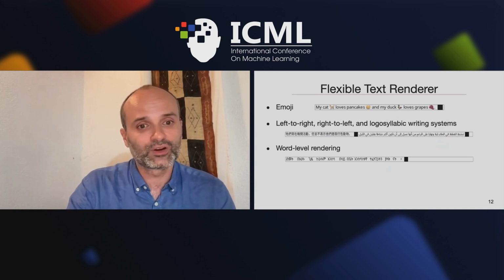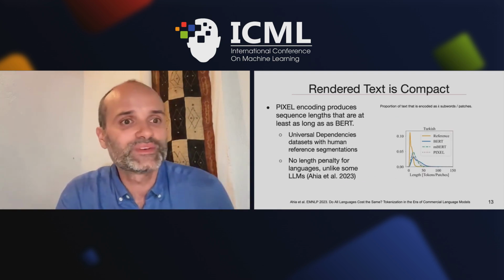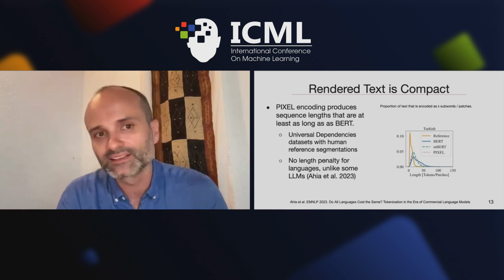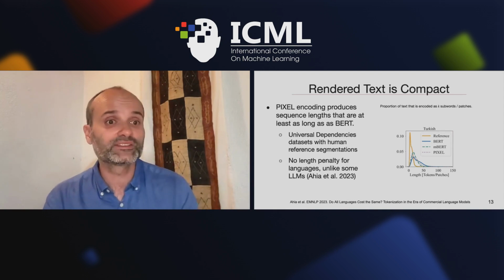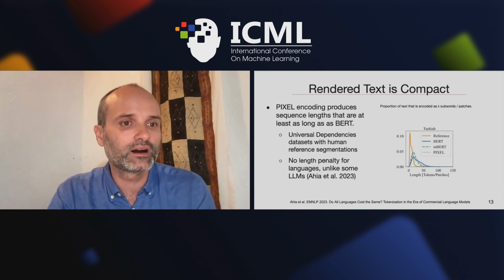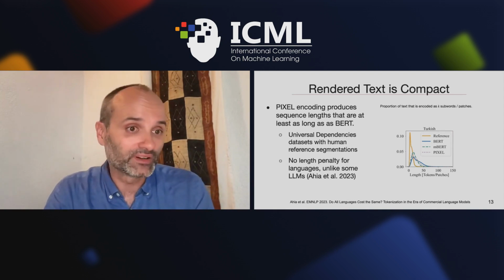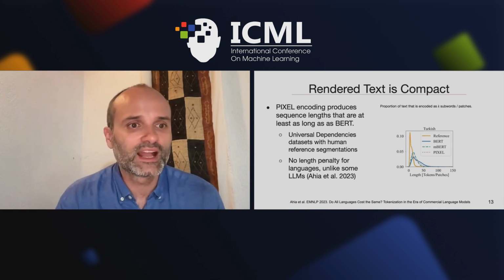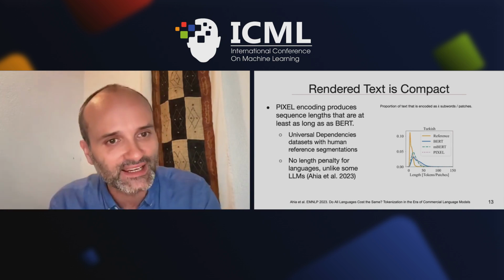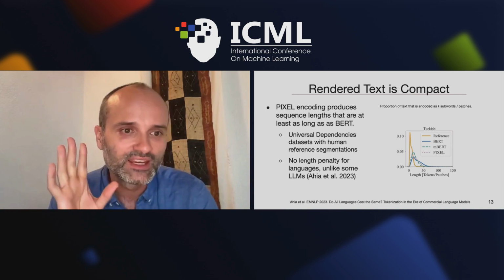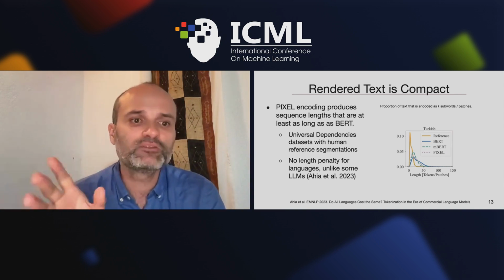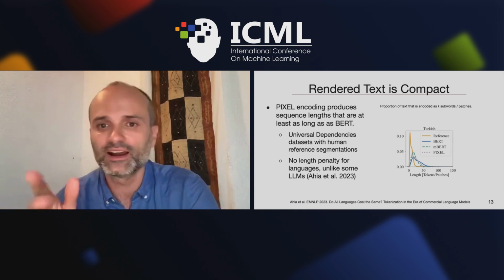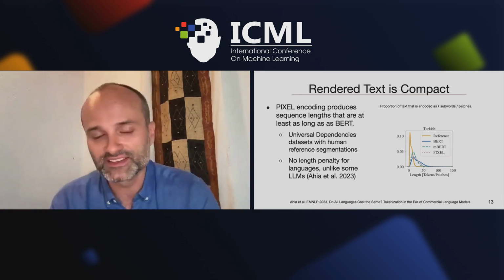Another thing that is quite good to know is that the rendered text is compact. It doesn't inflate sequence lengths. And so pixel encodings produce sequences that are at least as long as BERT. What I'm showing here on the right-hand side is from the Universal Dependencies dataset, where we have human reference segmentations for all of the instances in that dataset.